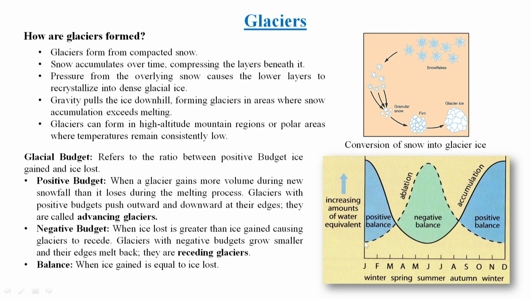So you can see this graph with increasing amounts of water equivalent. We are using this term water equivalent because obviously ice is formed from water. So there is a positive balance in the months of winter, in the early months of January, February till March or late March, then you have a negative balance in the period of mainly spring, summer, partially the initiation of autumn, and again after the autumn sets in, you have a positive glacial budget. So you see this is also going in a repetitive manner, in a kind of a cycle.